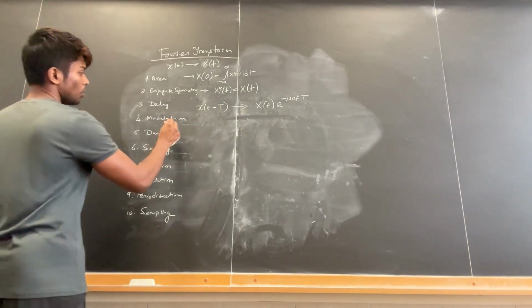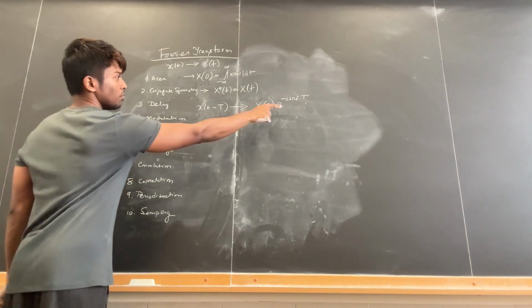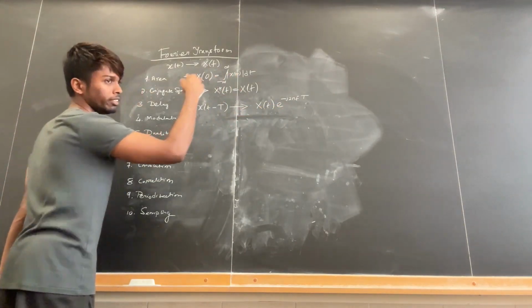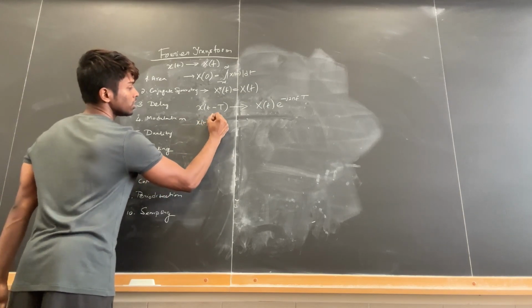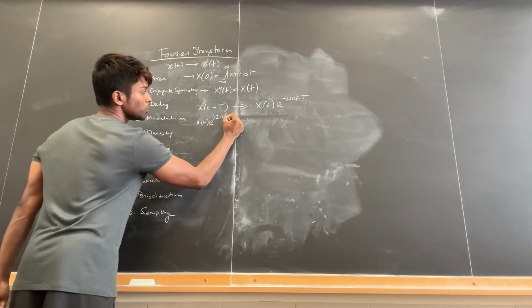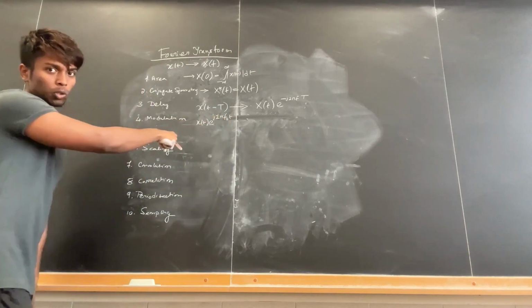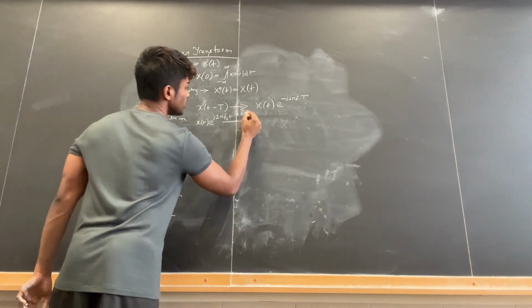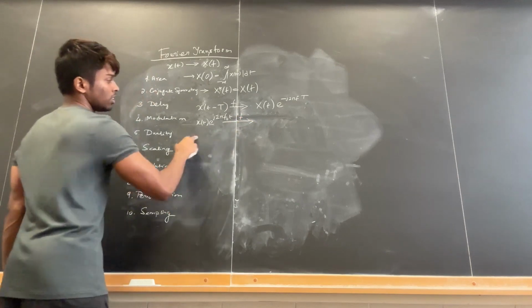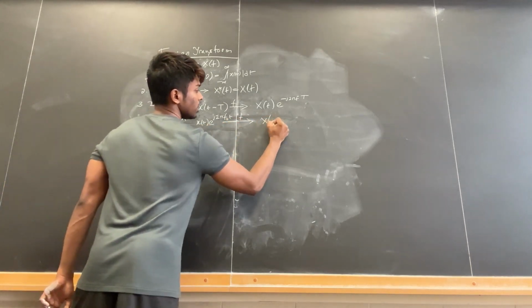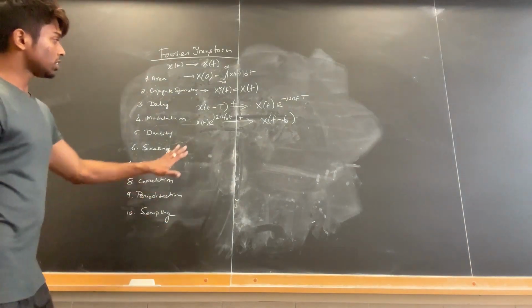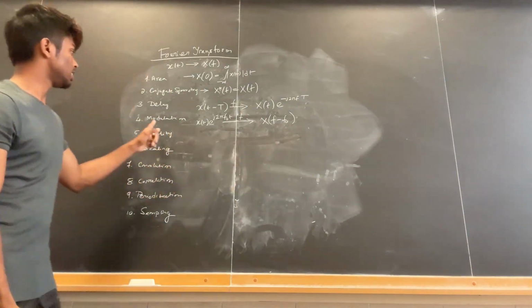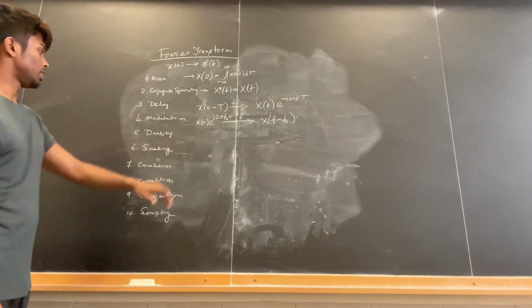After this, there is a modulation property. That means if we do a multiplication in the time domain, what happens? If we multiply x(t) with e to the power j2 pi f0 t, where f0 is a modulating frequency, then in the frequency domain, the spectrum is shifted by f0, the modulating frequency. So there is a frequency shift in the frequency domain. That is the modulation property.